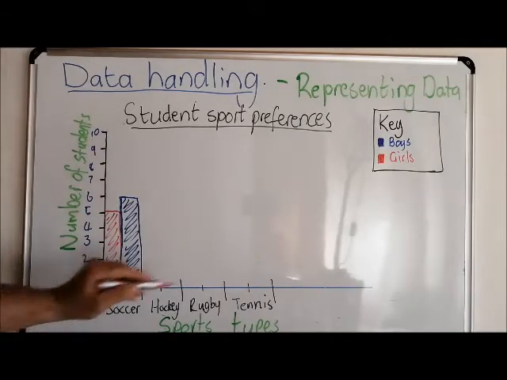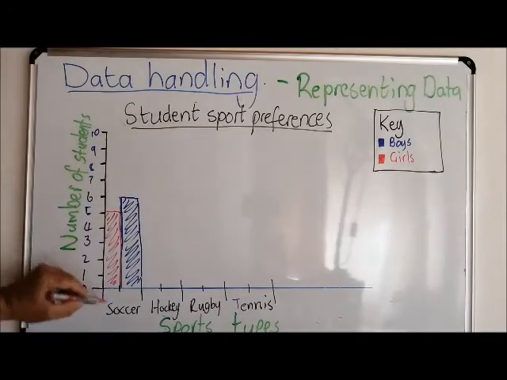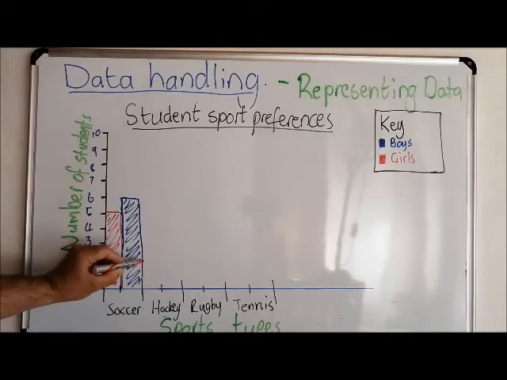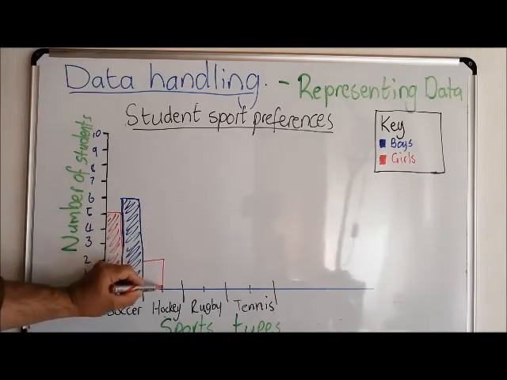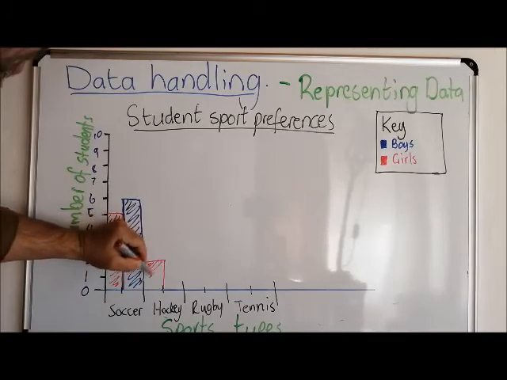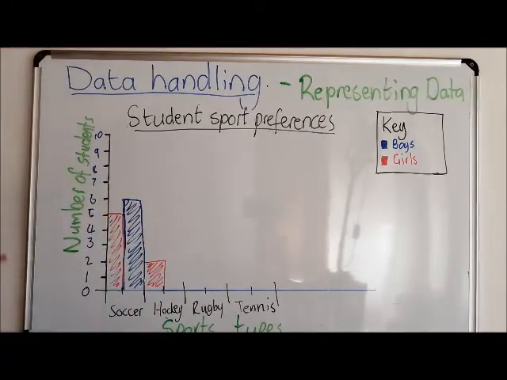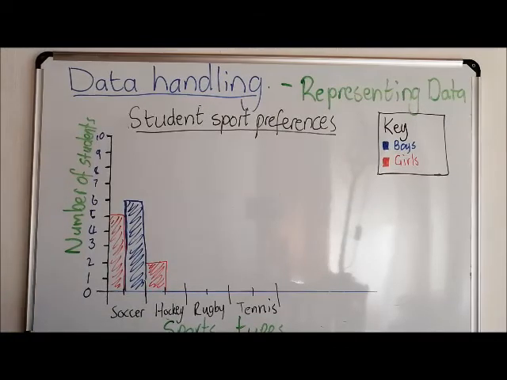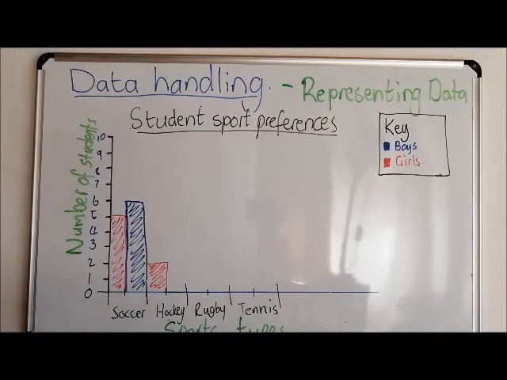So we take our red pen, because remember, girls are red, and we go 1, 1, 2. There were only 2 girls, and I make a line across. Okay, guys, I'm doing this freehand just because I'm doing it on the board, but please use a ruler. Never, ever do a graph without using a ruler, please. Okay, so everything with a ruler.